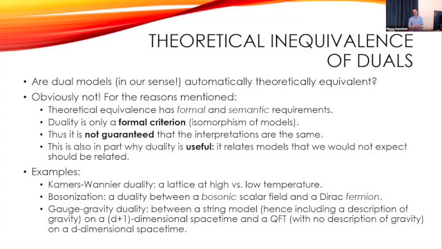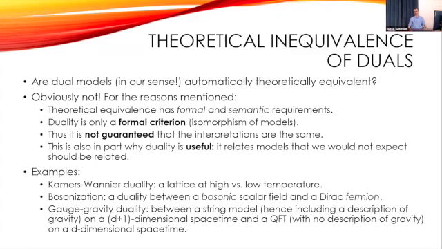For the reasons mentioned, because duality is a formal criterion, it's a mathematical criterion, therefore it's not guaranteed that the interpretations are the same. And so this is in part also why duality is useful. It relates models that we would not expect to be related, but they are related. So regardless of interpretation, duality gives us interesting relations between models, and thereby we can find new things about the interpretation. So the interpretations need not be fixed when you begin working with dualities.